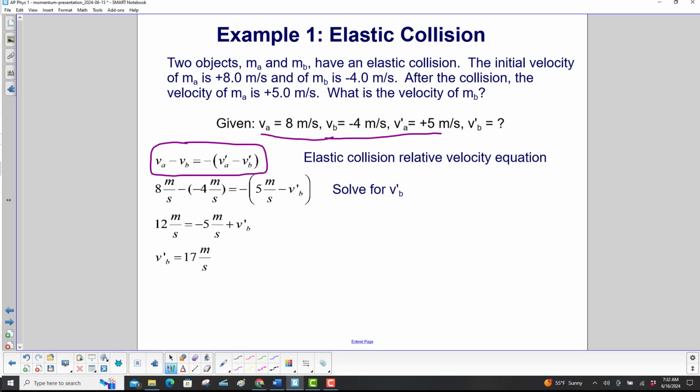On the left side, we add those two, right? Because a minus and a minus gives you a plus. And on the right side, be sure to carry that negative into the parentheses. So we have negative 5 meters per second plus VB prime. One more step, and we get VB prime is 17 meters per second.